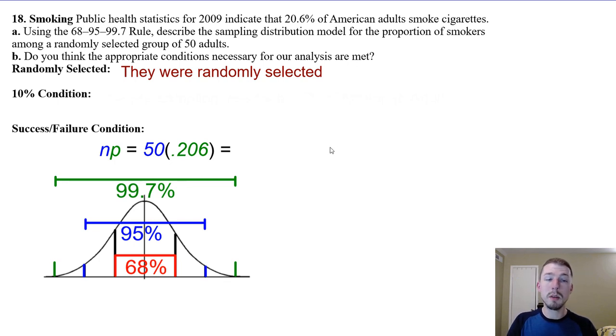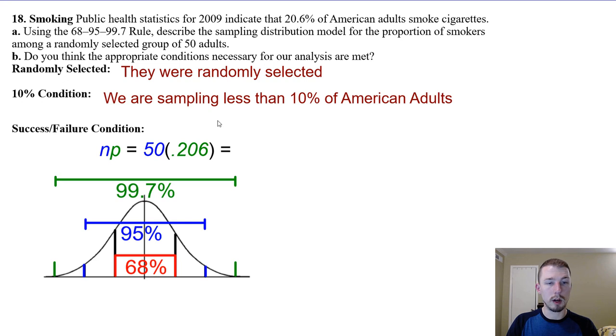So this assumption of independence can be overridden, as with the 10% condition, as long as we're sampling less than 10% of the population. Now 50 adults is certainly less than 10% of all American adults. So we are sampling less than 10%, so we can override it. The probabilities would change, but they're going to change so little that it wouldn't actually matter. It wouldn't change our conclusions. Good way of saying it.